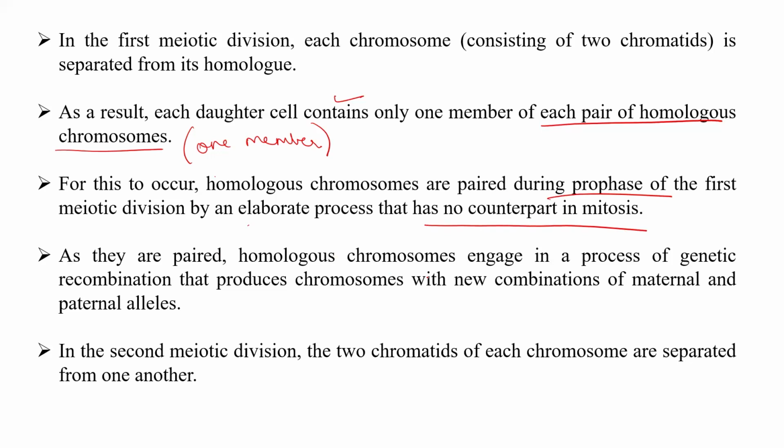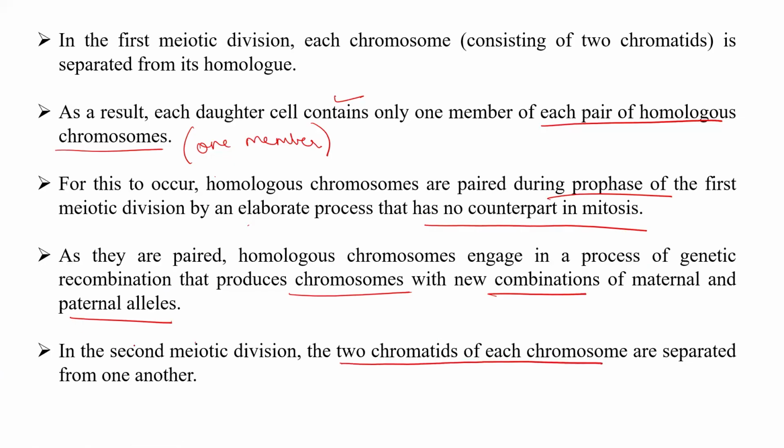Now, when they are paired, homologous chromosomes engage in a process of genetic recombination, as I mentioned, that produces chromosomes with new combinations of maternal and paternal alleles. So alleles, or the genetic material, get exchanged, resulting in the new combinations. In the second meiotic division, there is a separation of the sister chromatids. So the 2 chromatids of each chromosome are separated from one another.